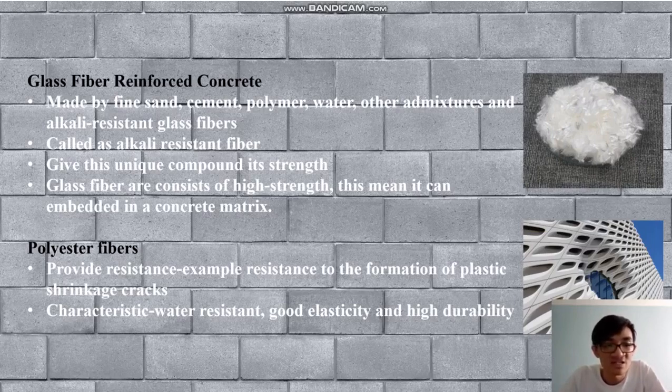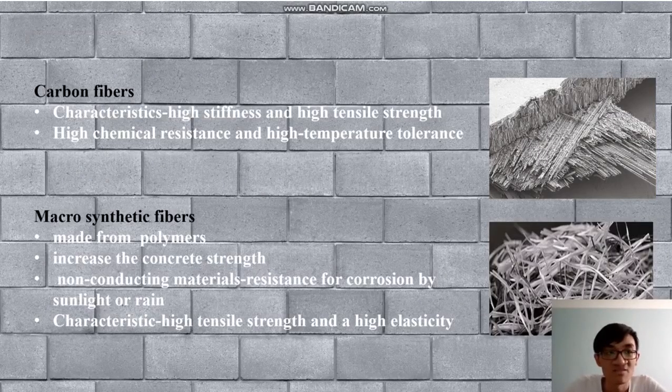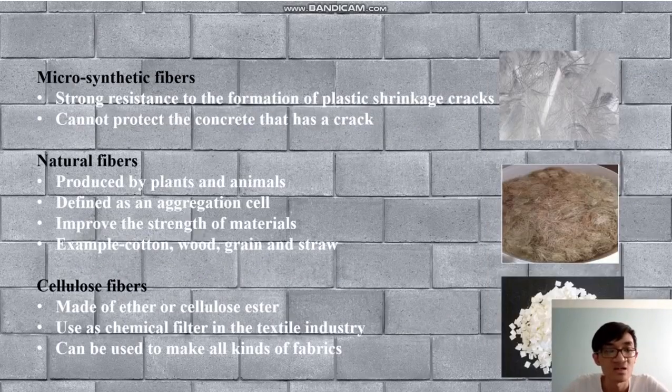Some characteristics are water resistance and good elasticity. Now is carbon fiber. The characteristics are high stiffness and high tensile strength. Next is microsynthetic fiber. It is made from polymer to increase the concrete strength. The characteristics are high tensile strength and high elasticity. Next is microsynthetic fiber. It has strong resistance to the formation of plastic shrinkage cracks.